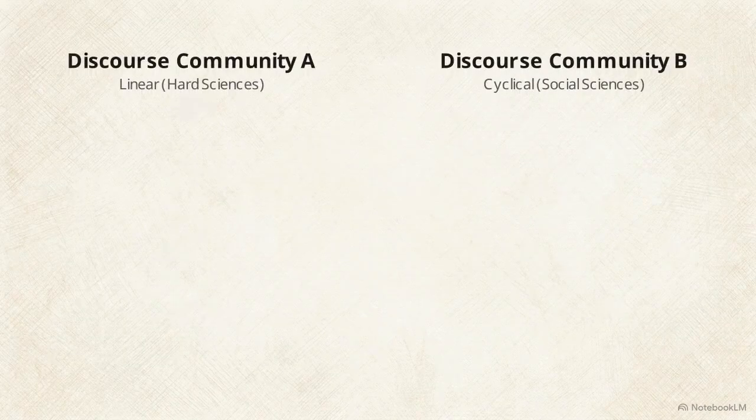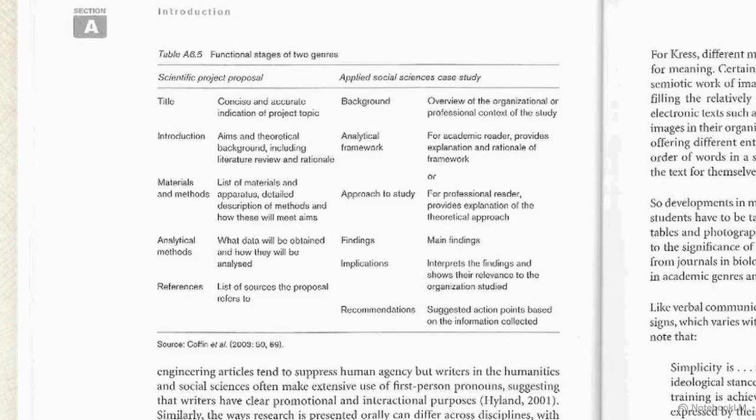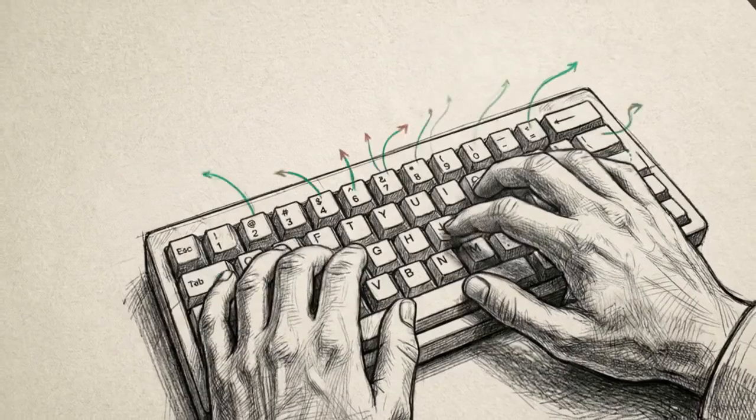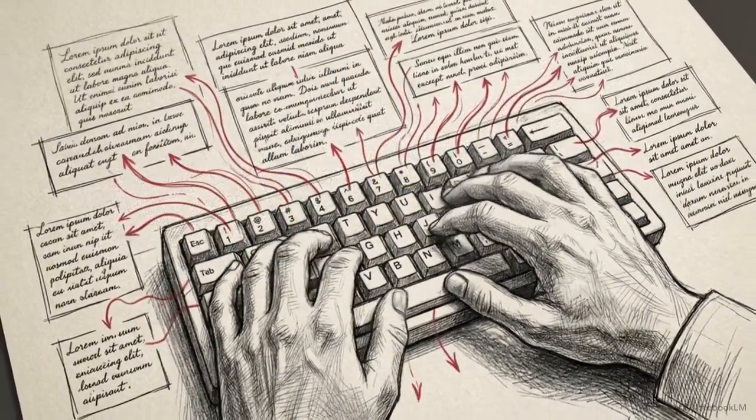Different discourse communities value different types of arguments, which changes the required sequence of moves. This table compares functional stages of a scientific project proposal with a social sciences case study. The scientific proposal requires establishing aims, materials, and analytical methods. The social sciences case study, however, moves from background to analytical framework and findings. This occurs because a community's criteria for what constitutes evidence and truth dictate the structural moves they require from their members. Consequently, producing effective writing is a function of successfully executing the specific moves expected by a local discipline.